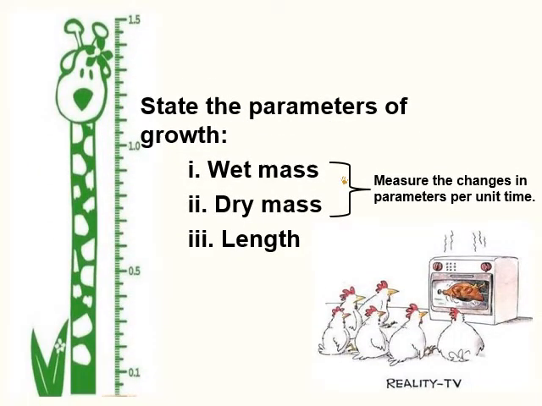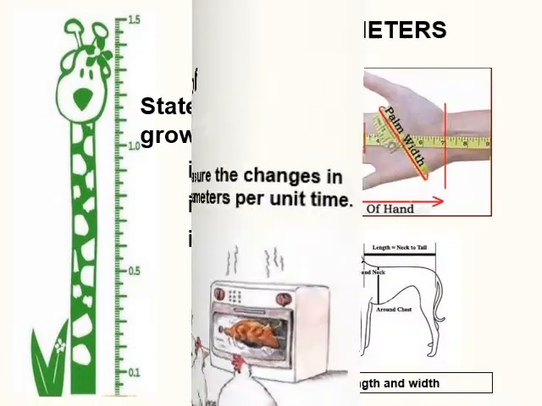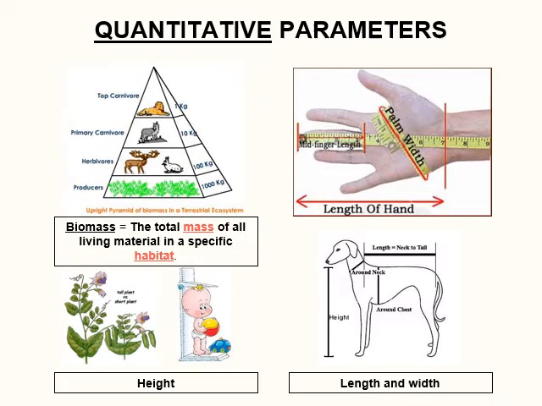Okay, next, you need to know three types of parameters of growth. First, wet mass. Second, dry mass. And third, length. All these are quantitative parameters, meaning parameters that can be measured. For example, you can measure your height, the length of your hand, and the length and width of an animal. And for biomass, we can measure the total mass of all living material in a specific habitat.